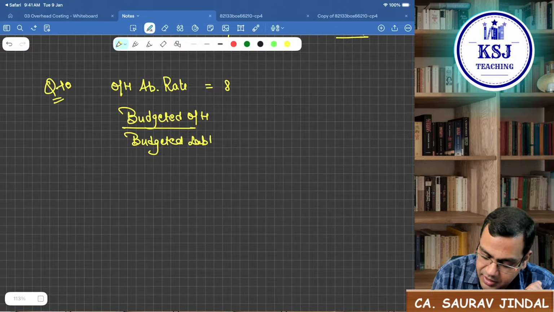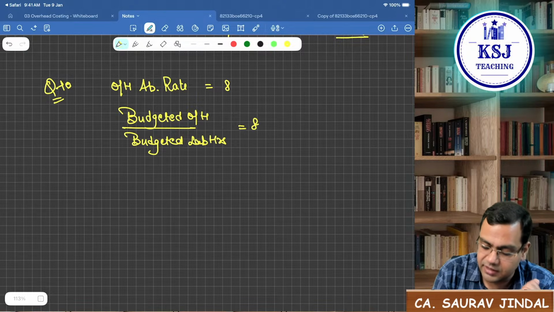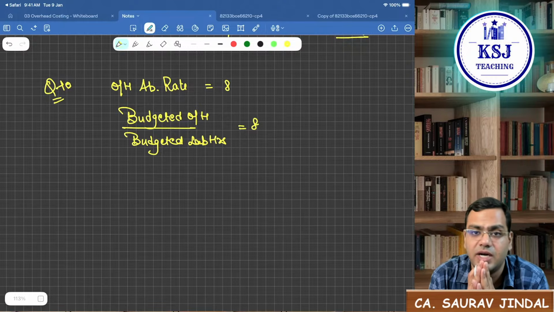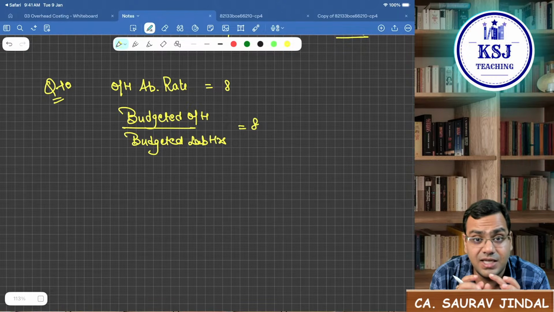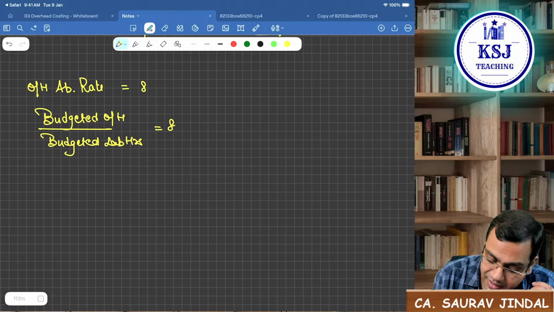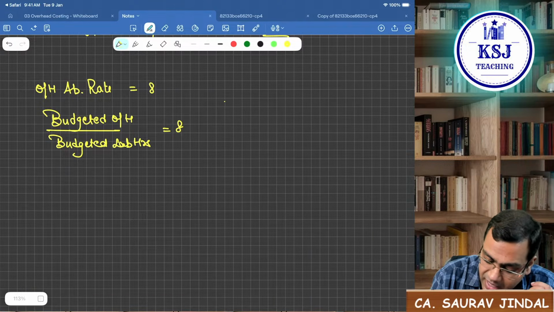Budgeted labor hours is equal to 8. This is how you would have calculated it. Yes, sir, the absorption rate we are calculating on the budgeted. Now they say the supplementary rate. For the supplementary rate, what do you have to do? The supplementary rate says that you have to calculate what?